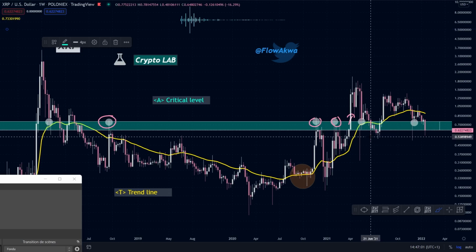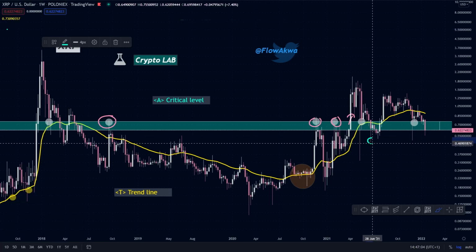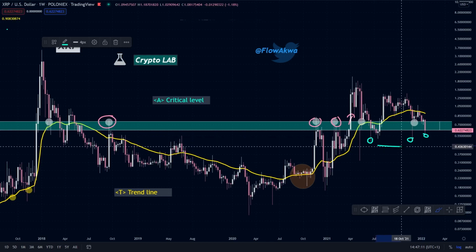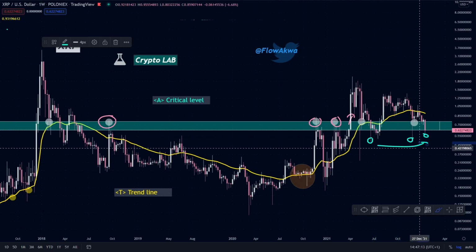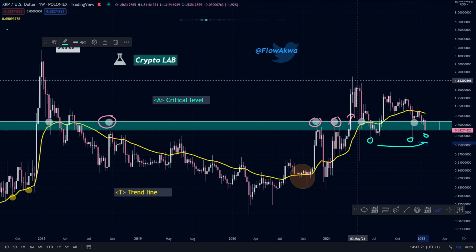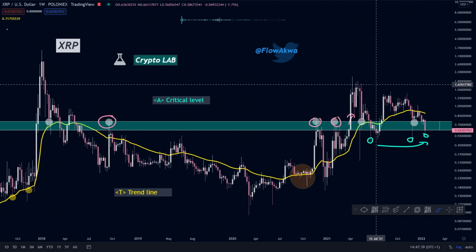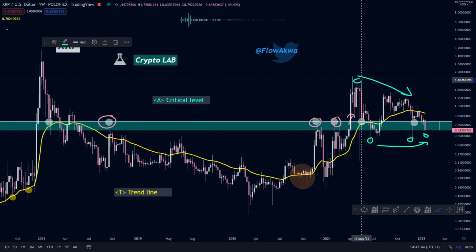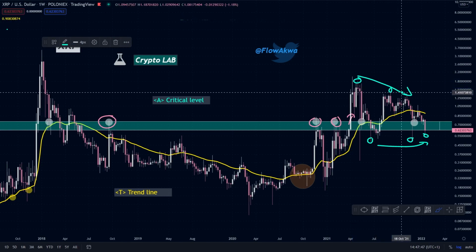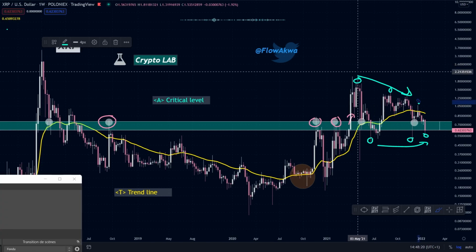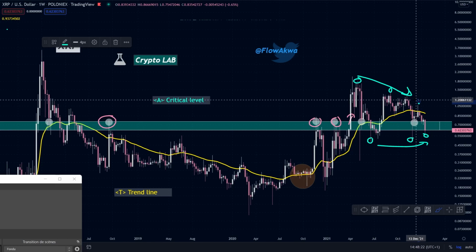Technically, we are still making higher lows because we have a low here, a low again, and a lower low just right here. So you see that it's still an uptrend regarding the lows, but at the same time, we are making lower highs. So we definitely have a strong pressure to the downside because we have a high, a lower high, a lower high, and a lower high again. And you see how strong the slope of the trend is.